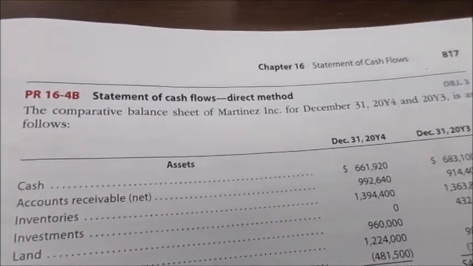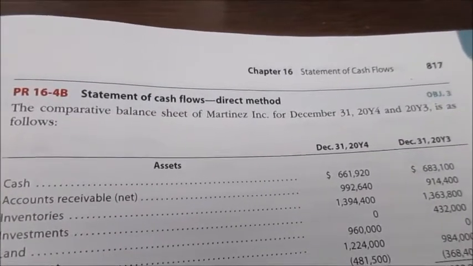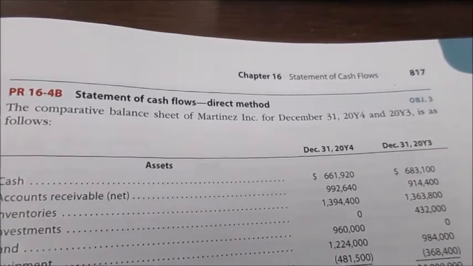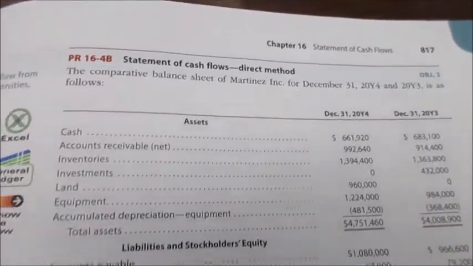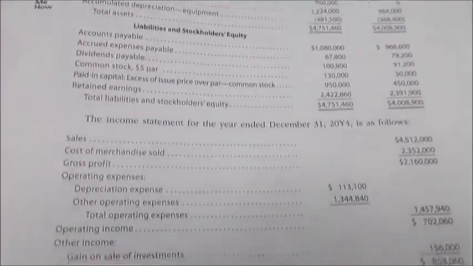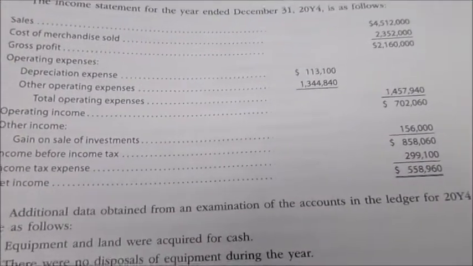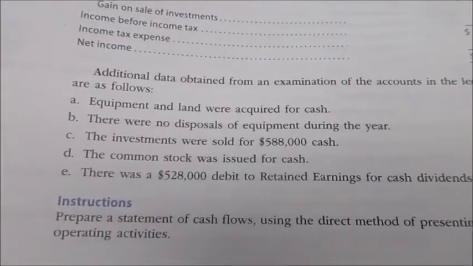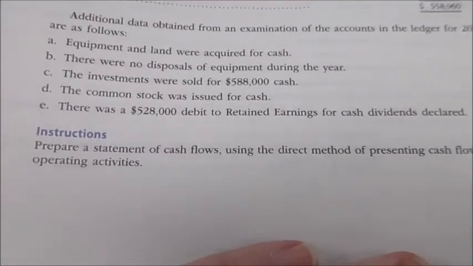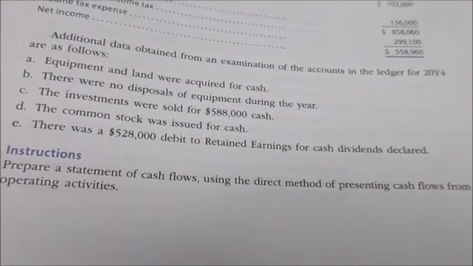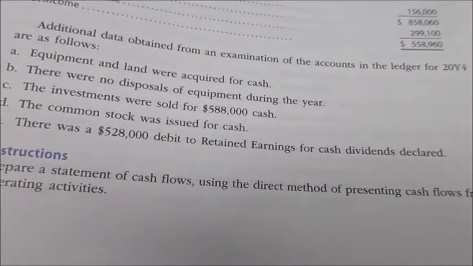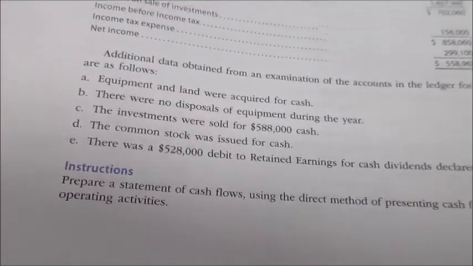We're going to look at 16-4B, the statement of cash flows direct method. The comparative balance sheet for Martinez for December 31st is as follows, and it gives us our balance sheet. It also gives us our income statement and some additional data. Prepare the statement of cash flows using the direct method, presenting cash flows from operating activities. We're only going to do the first section here, okay? We're just going to do the cash flows from operating activities for this problem.